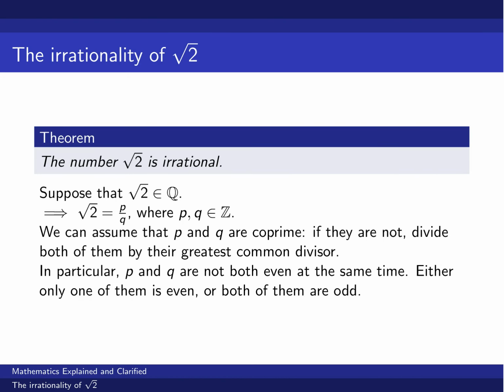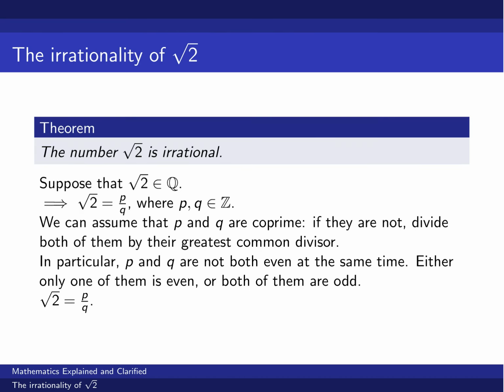But in particular, what we need from this is that p and q are not both even at the same time. If they're even, then they're both divisible by 2, which means that they're not coprime. So they are not both even at the same time, which means that either only one of them is even and the other one is odd, or both of them are odd.